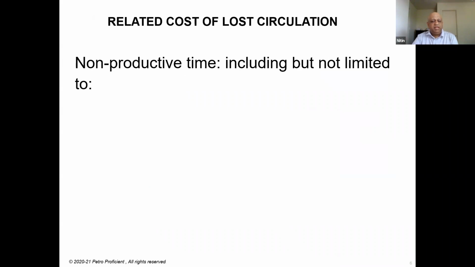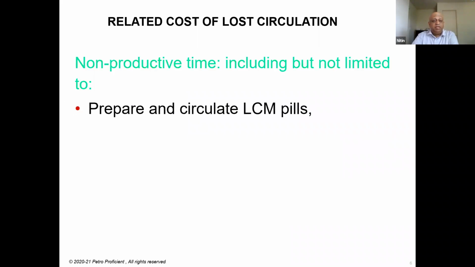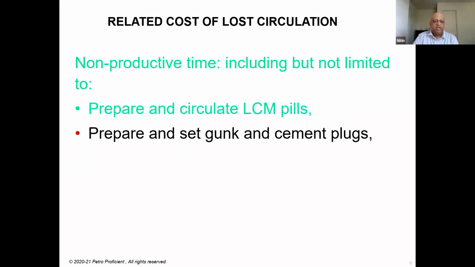Non-productive time, NPT, drilling-related non-productive time, includes the following things. Now, what happens when you encounter loss circulation? When you encounter loss circulation, you have to use loss circulation material. A lot of times we do this while drilling: when we start encountering losses, we pump loss circulation material. Now, there is a cost associated with using loss circulation material.